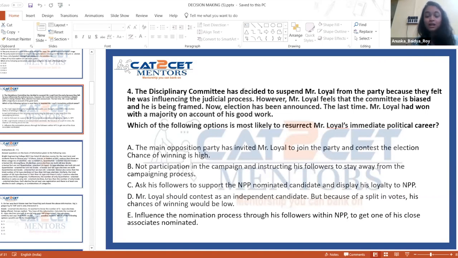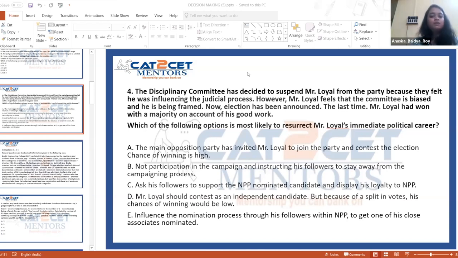So can you see that this is a very different kind of an option, but it is supporting Mr. Loyal's immediate political career. If Mr. Loyal stays in NPP and NPP throws him out, that will put Mr. Loyal's political career in jeopardy, right? So if he joins the opposition party, contests for the opposition party and wins, which has a fairly high chance, so his political career will be stable, right? Can you see how reading the question is so important? Yes. So option A says he should join the opposition party and his chance of winning is very high. So this is a very valid argument. This is a very valid option. We keep it on hold.